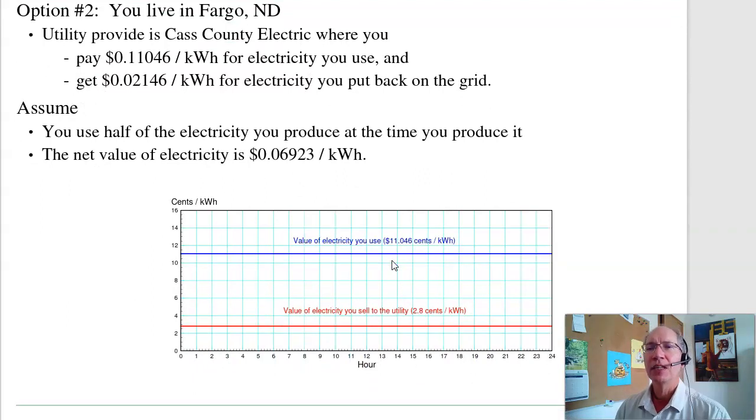Suppose instead you live in Cass County, North Dakota, and you get your energy from Cass County Electric. With Cass County, you pay 11 cents a kilowatt hour for the energy that you use, and if I overproduce, I get 2.8 cents a kilowatt hour for the energy I put back on the grid. If I take the average, for lack of anything better, let's suppose half the energy I produce I use, half I put back on the grid, so that half is kind of a number pulled out of the air. The net result is the energy I produce is worth about 6.9 cents a kilowatt hour.